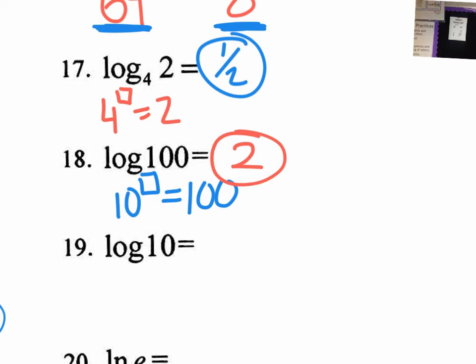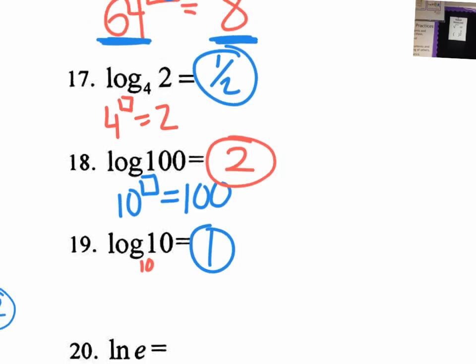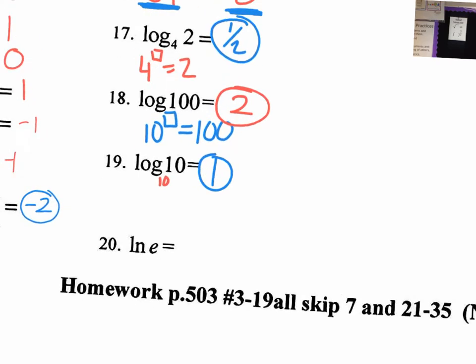How about number 19? Log base 10 of 10. Remember, whenever you have a log base something of that same something, it cancels out. So here's an invisible 10 right there. And when you have log base 10 of that 10, the answer is 1. That's it. That's your answer, because log base 10 of 10 is 1. It's like it canceled out. Let's move on.